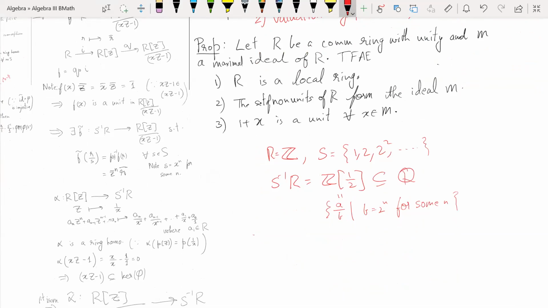Maybe I'll not do 4 here, but 4 comes here. This is maybe a corollary to the previous result, an instance of the previous result. But the final example 4 is this: you take R to be Z and S to be the complement of the ideal generated by 2, so odd integers. This is R minus 2, so Z minus 2Z.